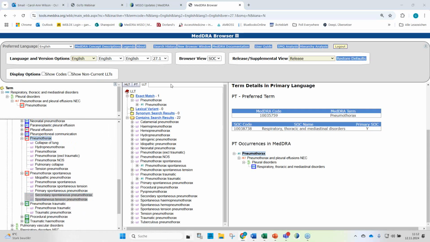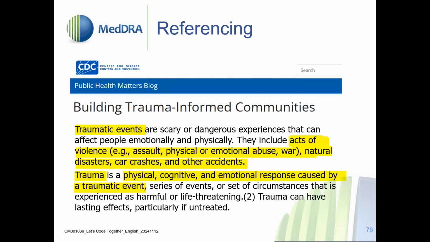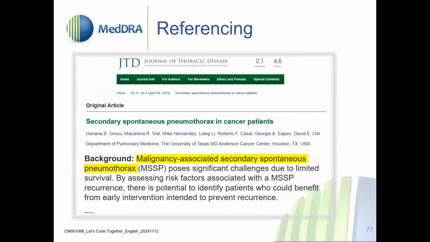So let's switch back and look at some references in order to better understand the condition. First of all, a reminder on what we saw before about the definitions and explanations about traumatic events and what trauma is. And here, when looking into medical literature, we can find publications that refer to pneumothorax in the context of malignant disease. These conditions are named secondary spontaneous pneumothorax. So don't interpret spontaneous as something that occurs without any reason. It can have a reason, but it's something that happens spontaneously, suddenly, and can, of course, occur in cancer patients.